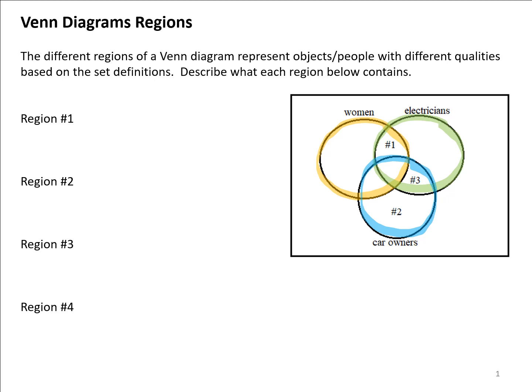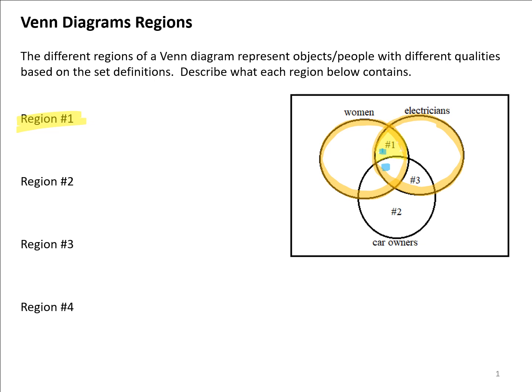So let's talk about what the individual regions, or some of them at least, of this Venn diagram represent. Region 1, where I have 1 listed, is just this portion right here where we have an overlap between women and electricians. But we want to be very specific here. If you really look at it, the women and electricians overlap in more than one region. It overlaps where we have number 1, but it also overlaps where we have overlap with car owners as well.